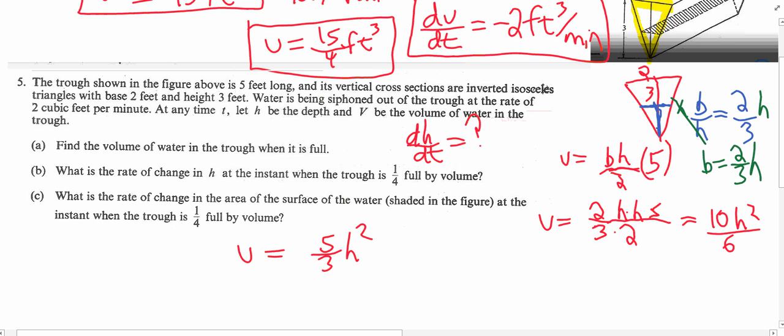So let's just take the derivative. We have dV/dt is equal to 10/3 h dh/dt. Okay. Alright, we know dV/dt. We're trying to find dh/dt, and we need to find out what our value of h is in this problem.